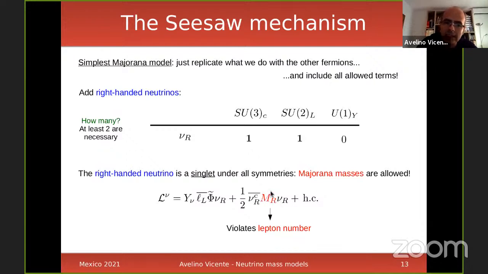In any case, since the right-handed neutrino is a singlet under all symmetries, you can write down a Majorana mass term for it. So you can write down something like this. nu R^C bar M_R nu R. This term violates lepton number in 2 units, but it doesn't break any other symmetry. So in principle, it's allowed.